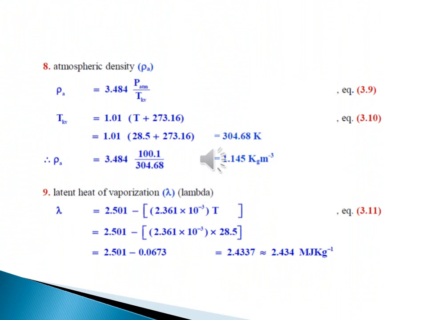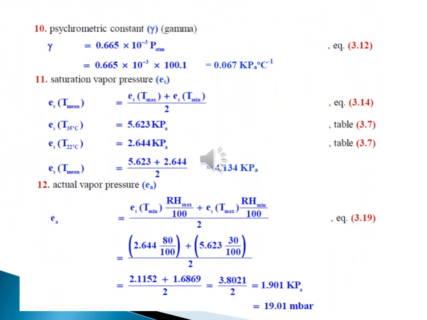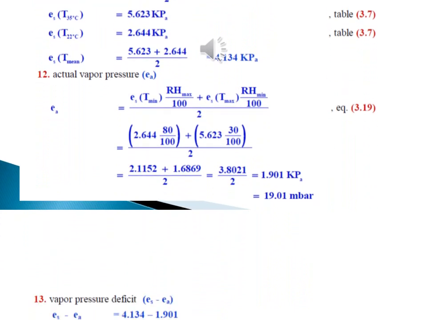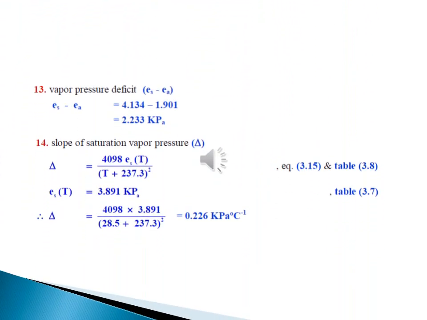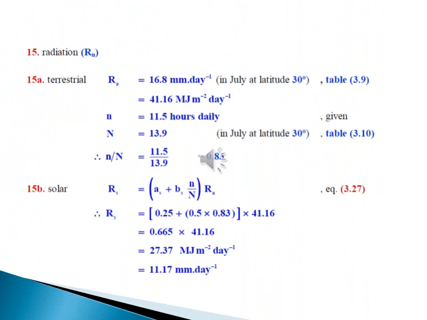More, the atmospheric density and the latent heat of evaporation referring to the special equations mentioned before. And also psychrometric conditions, saturation vapor pressure, and actual vapor pressure, referring to the special equations mentioned before. And also vapor pressure deficit and slope of saturation vapor pressure, referring to the special equations mentioned before. And also terrestrial radiation, referring to the special table, and solar radiation, referring to the special equation mentioned before.